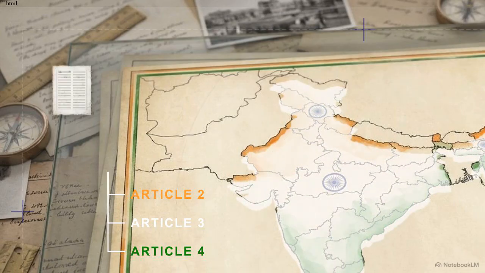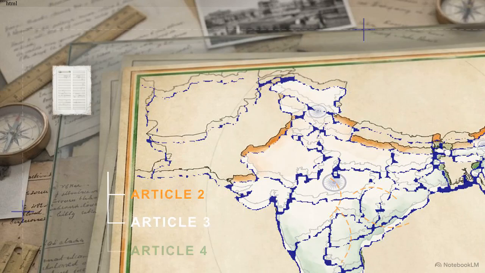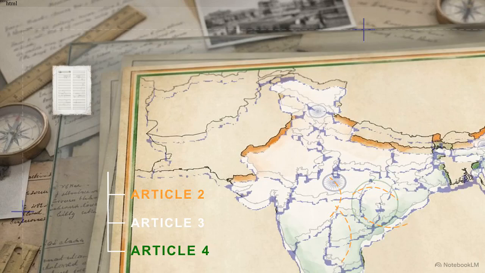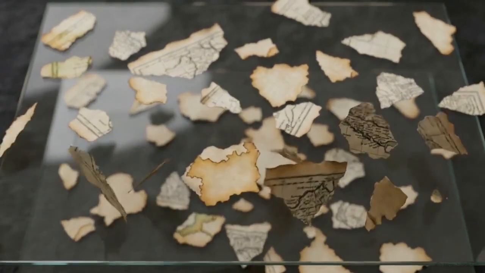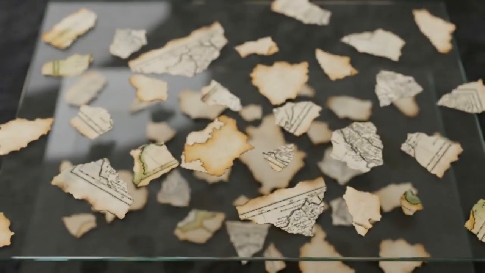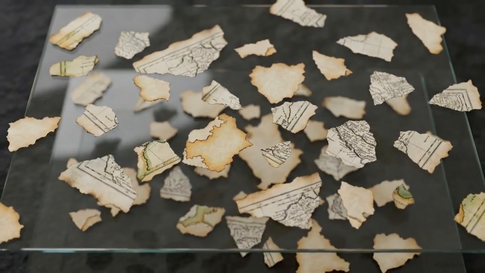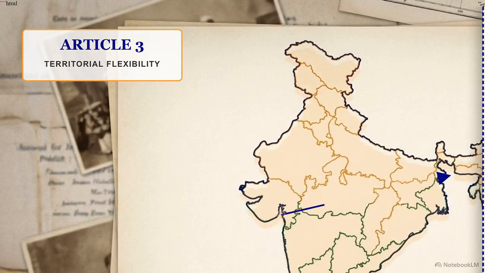Articles 2, 3, and 4 gave Parliament the power to admit new states, alter boundaries, or change names. This flexibility allowed the Union to absorb external territories, as seen when Article 2A managed the integration of Sikkim. The founders chose this level of territorial flexibility so the central government could reorganize a fragmented post-colonial landmass without triggering a constitutional crisis every time a border moved.